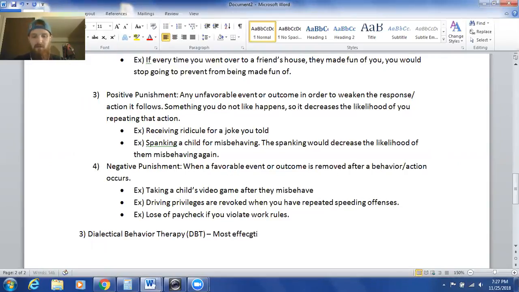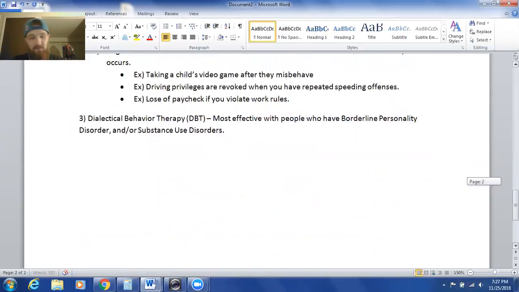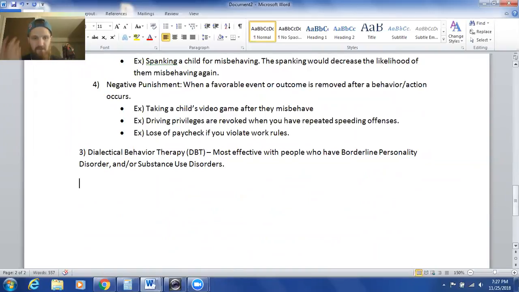Okay. So this is most effective with people who have borderline personality disorder and/or substance use disorder. So this has a huge emphasis on any maladaptive type behaviors or self-induced harm type things. So if there's anything like that, DBT is probably going to be your go-to.